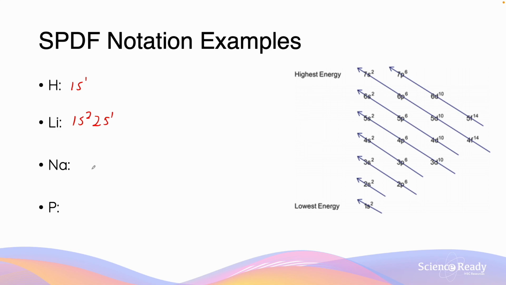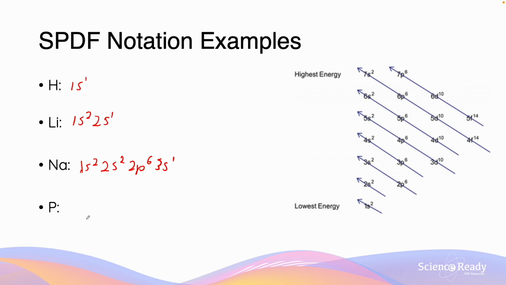Sodium has 11 electrons. So there are going to be 2 in the 1s orbital, 2 in the 2s orbital, and 6 in the 2p orbital. And then finally, after the 2p orbital, we hit the 3s orbital, and there's going to be just the 1 remaining. So this will be 3s1.